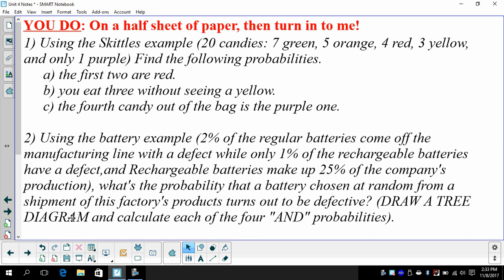So I want you to try these two problems. It could be on a half sheet. It could be on a full sheet. I want you to hand it in to me at the beginning of class. Do your best. If you can't get them all, that's fine. This is just a checkpoint, something that'll show me how much you got out of the lesson. And we'll have plenty of time to practice and answer questions.